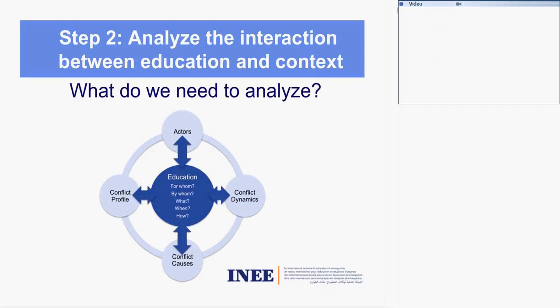The next step in conflict-sensitive education is looking at the interaction between education and the context. What is it specifically that we need to analyze in this step? Who: what were the criteria for choosing some people as the target group and not others? Did these criteria bring people together or divide people? Was it done in a participatory way or not?